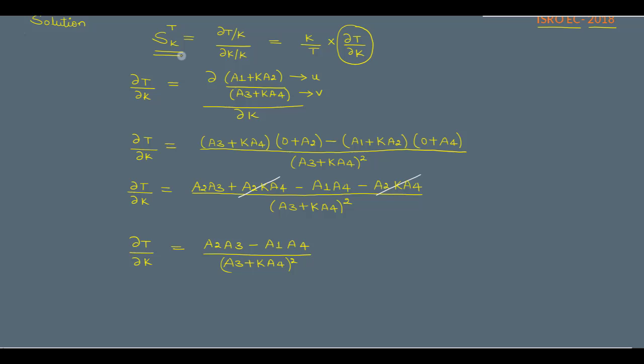Now we have to substitute this value of ∂T by ∂K in the equation of sensitivity. So we get the sensitivity of the transfer function T with respect to K is equal to K upon the value of transfer function T, which is given to us as (A1 plus K A2) upon (A3 plus K A4), into the value of ∂T by ∂K, which is nothing but (A2 A3 minus A1 A4) upon (A3 plus K A4) whole bracket square. So you can cancel this term, and one term from this will be cancelled.